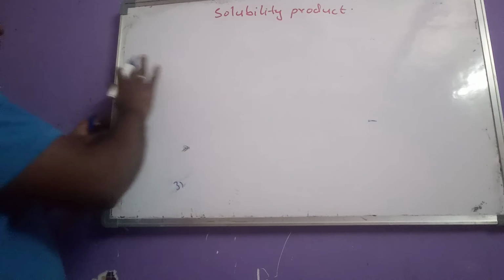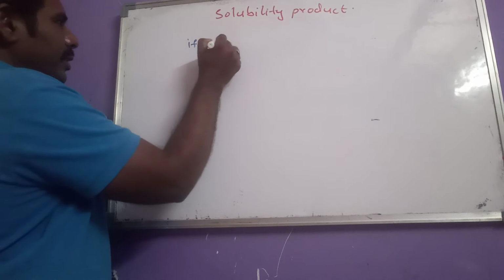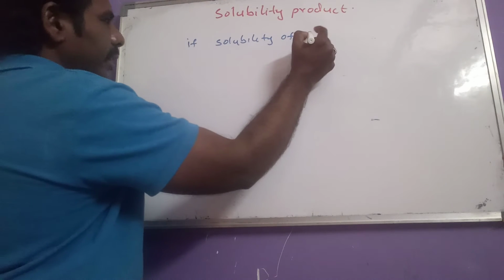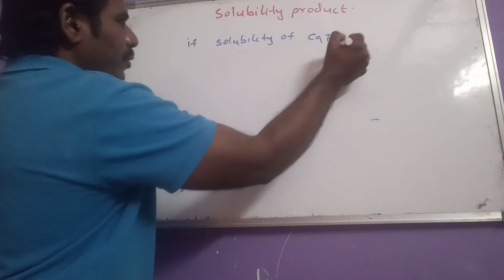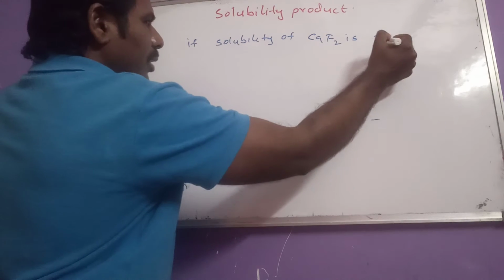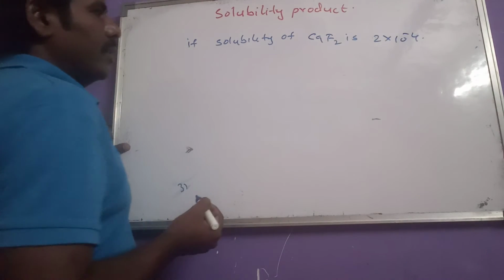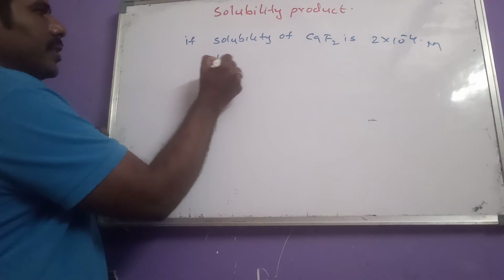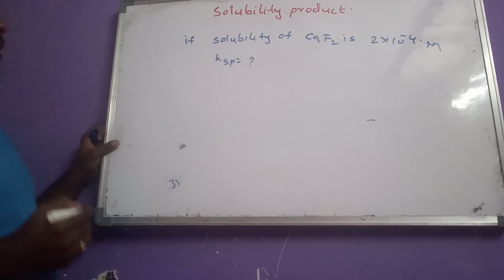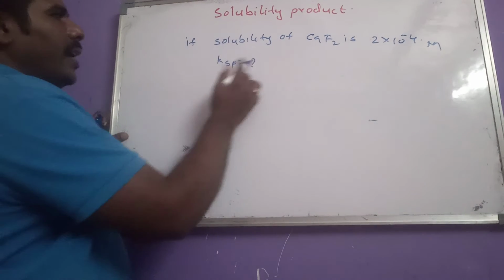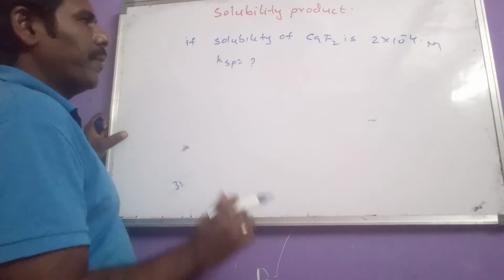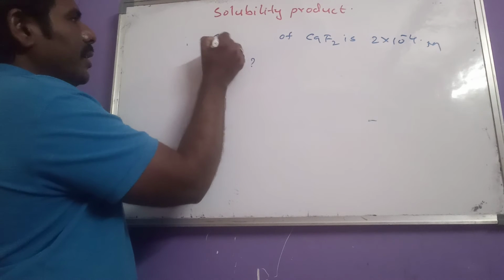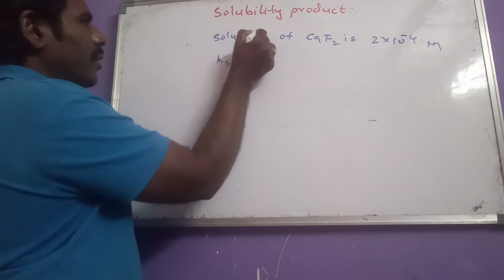For example, if the solubility of CaF2 is 2 into 10 power minus 4, of course mmol per liter, what is its solubility product? What is its KSP value? As it belongs to AB2 type of salts. This is related to which type of salt? Means AB2 type of salt.